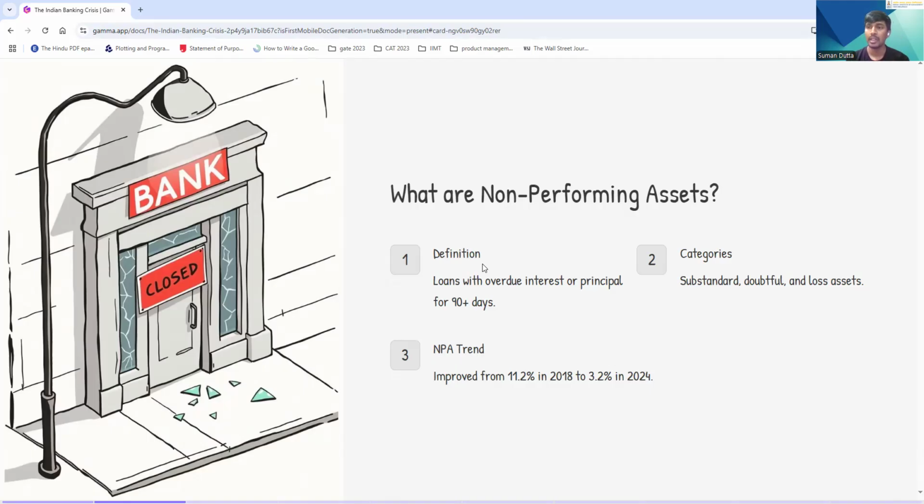Now, the NPA trend has improved from 11.2% to 3.2% from 2018 to 2024. That's a quite significant improvement that India has seen so far.